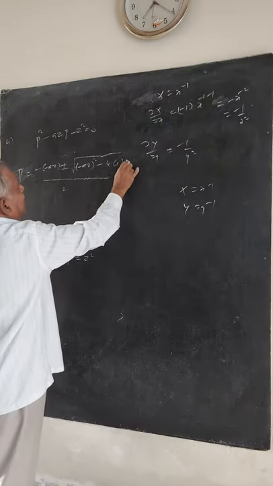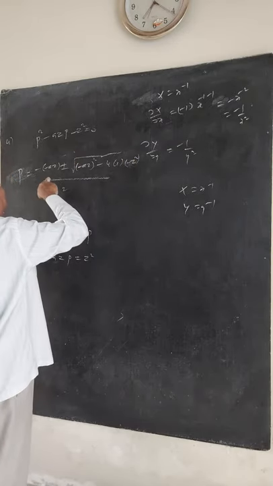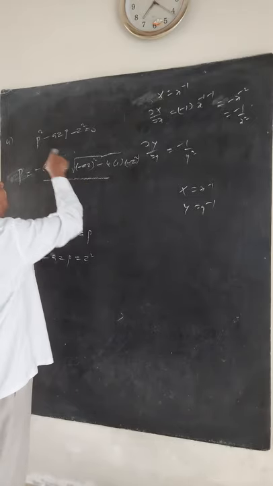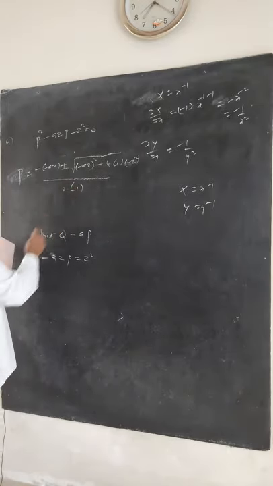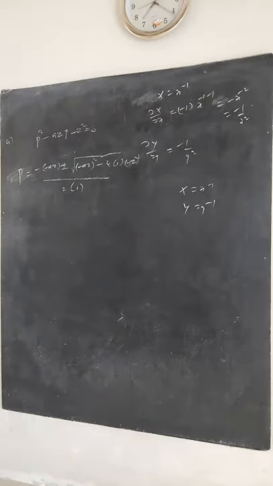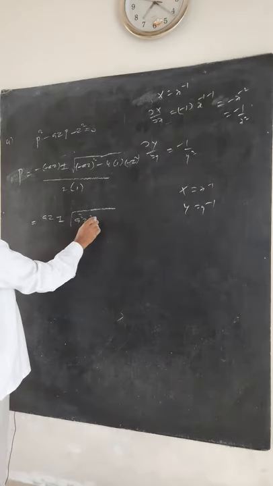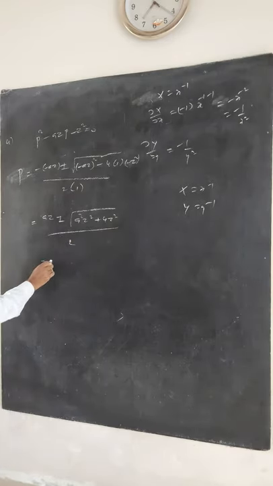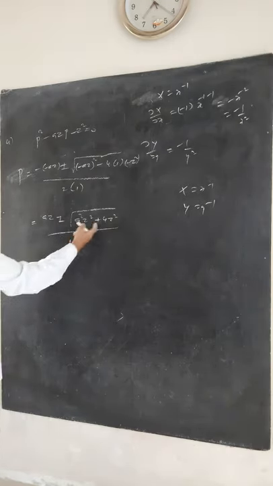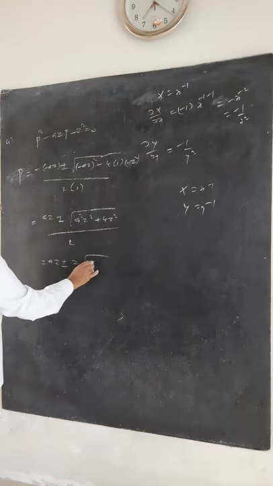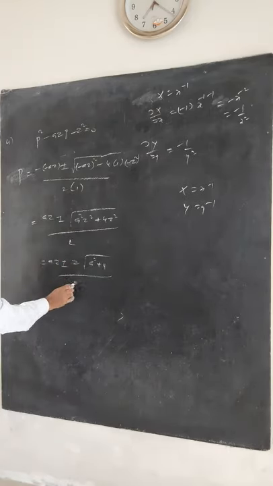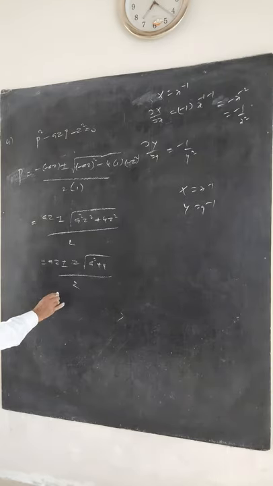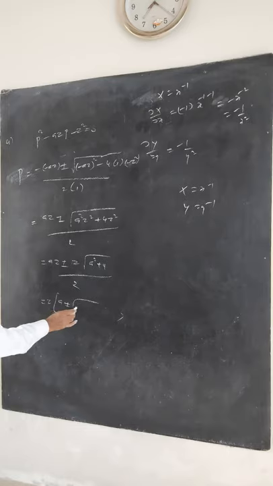Capital P equal to minus b plus or minus root of b square minus 4ac, c is minus z square, divided by 2a, 2 into 1. Az plus or minus root of a square z square plus 4z square by 2. Taking z outside, z into a plus or minus root of a square plus 4 by 2.